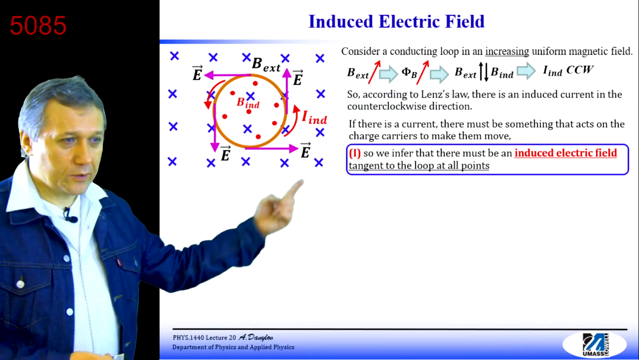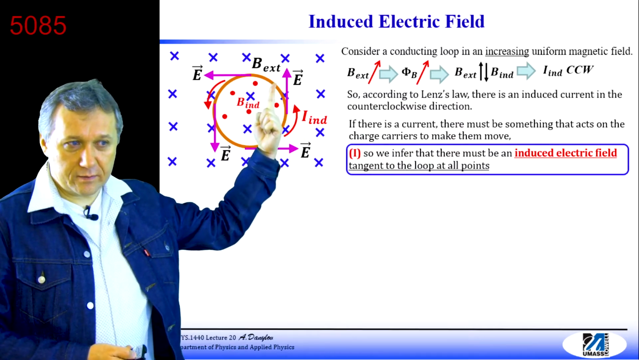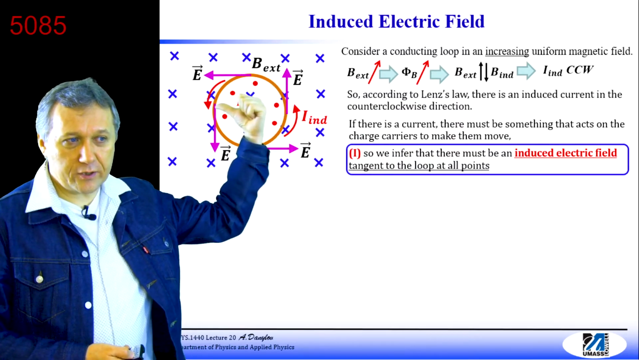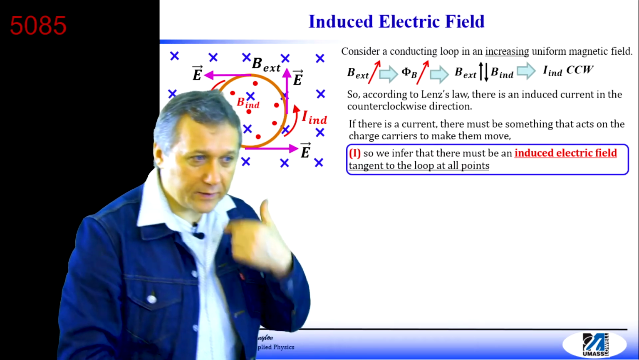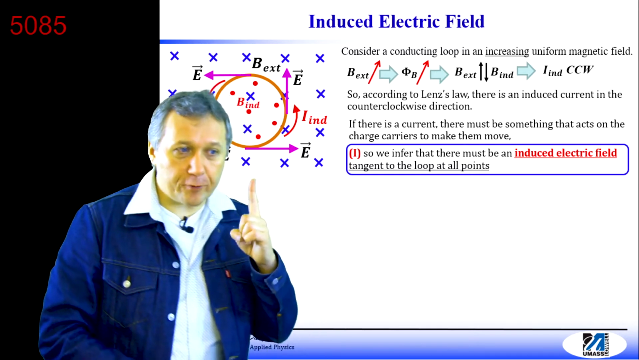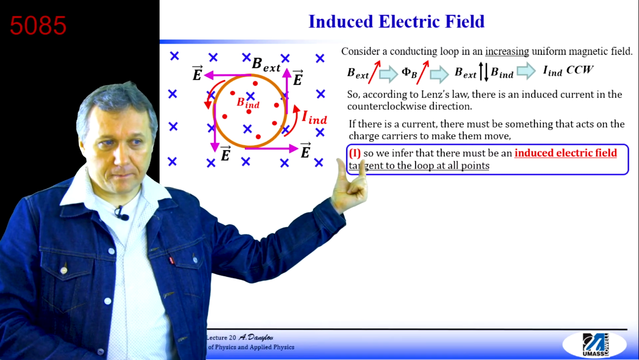All right. So at this point, the electric field is tangent. At this point, tangent. That point, tangent, tangent, tangent. Right. So electric field lines form circles. So it's a first step. That's why I put here Roman symbol 1.